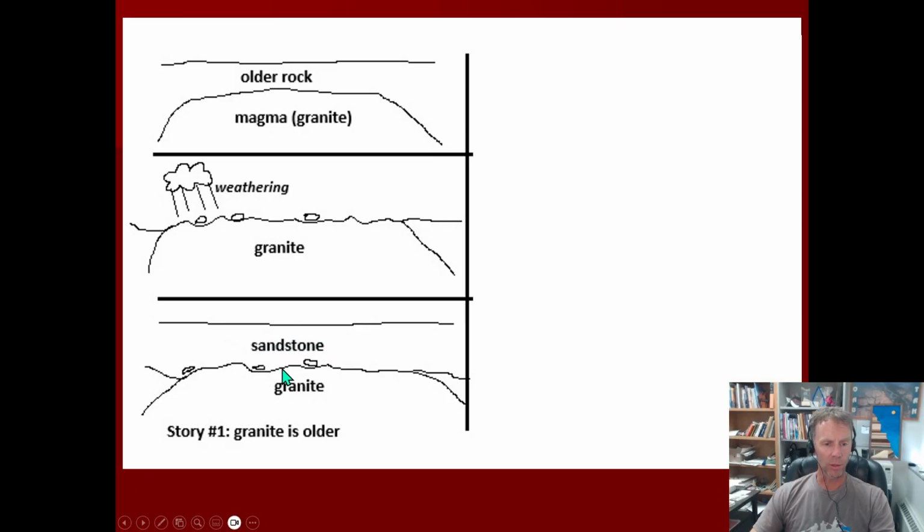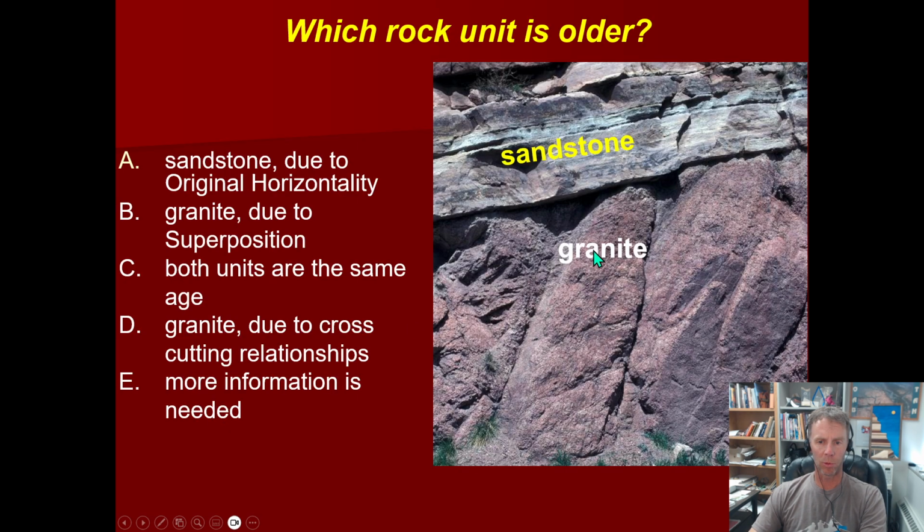So that's one story. Now, if this story is the true story, what I would want to see along that contact is maybe some evidence of erosion, maybe some inclusions of granite inside the sandstone, right at the base of the sandstone. Are there chunks of granite right there? Because if there are, I can then use the principle of inclusions to tell me that the granite is older than the sandstone. So that's one viable story based on that very simple photo I showed you, that very simple relationship, granite and sandstone in contact with each other.